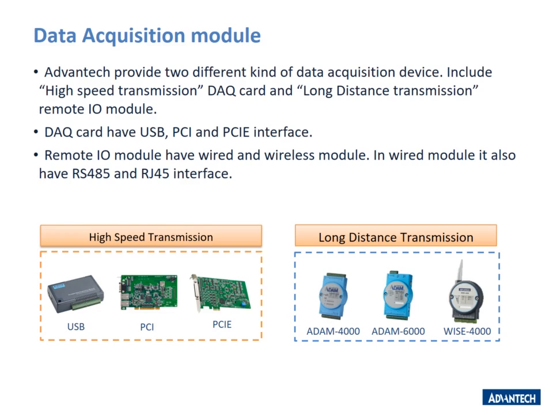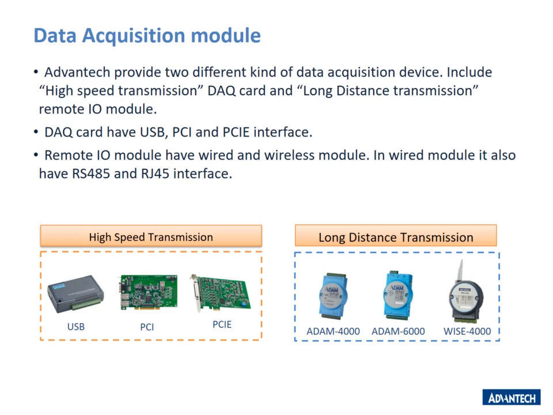The left-hand side module is the DAQ card. It has multiple kinds of interface, like PCI, PCIe, or USB. Usually this kind of device supports a high sampling rate, therefore it can be used for some signal analysis like vibration control or noise control. But the transmission distance is not very long, because long distance transmission may cause noise or instability.